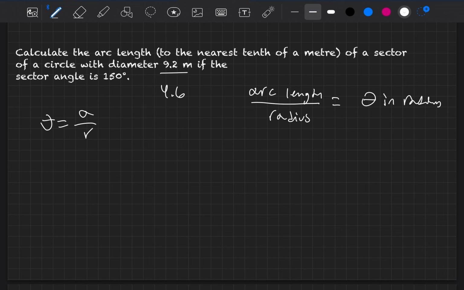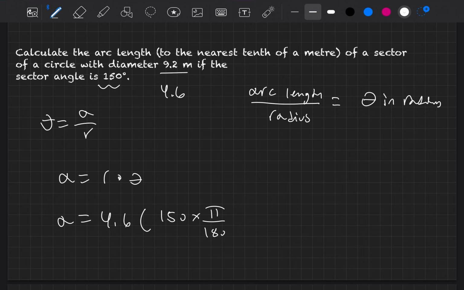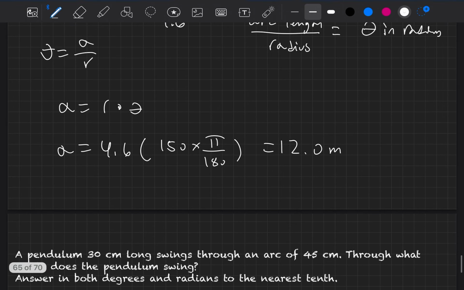So then we can just go a equals r times theta, solving for a. So a is equal to 4.6 times the angle converted to radians, so 150 degrees times pi over 180, and we'll get 12.0 meters.